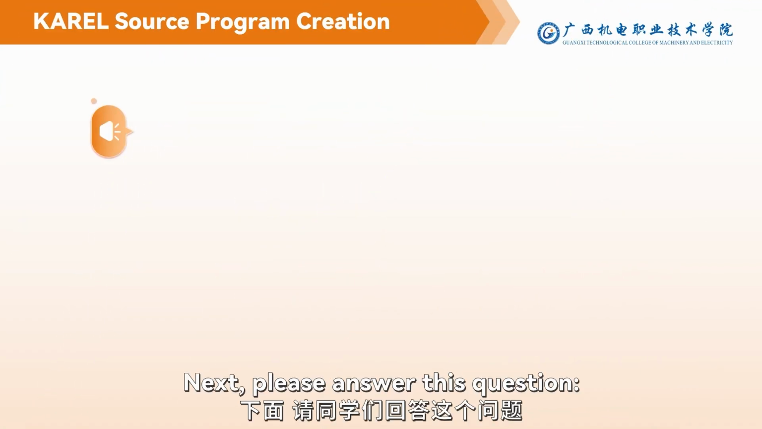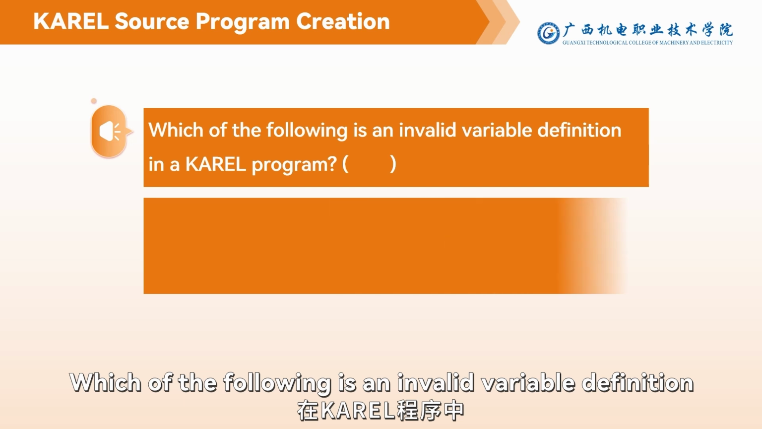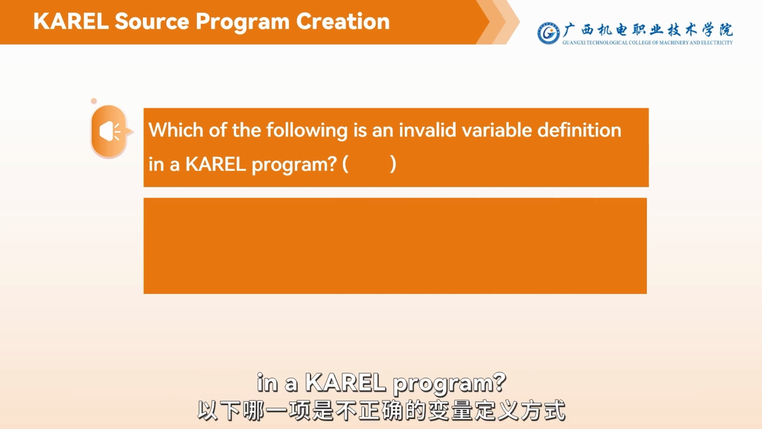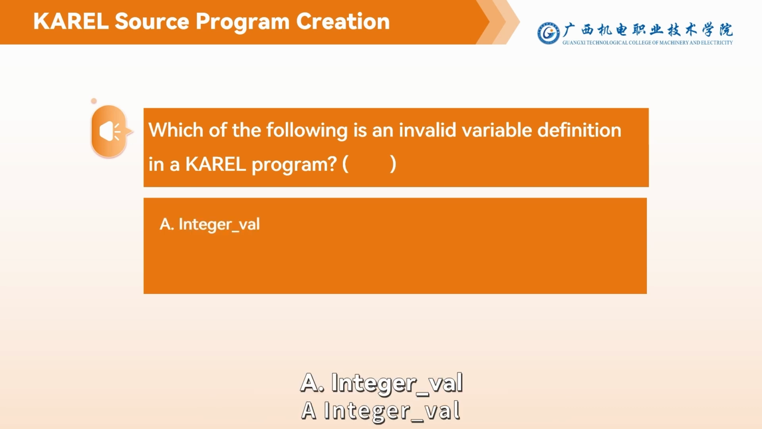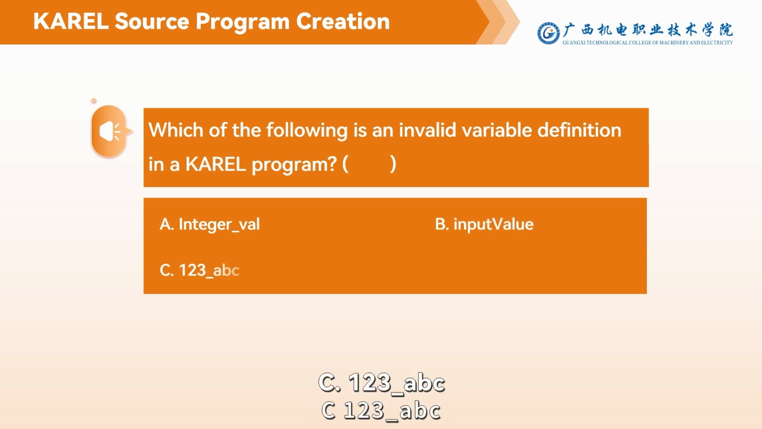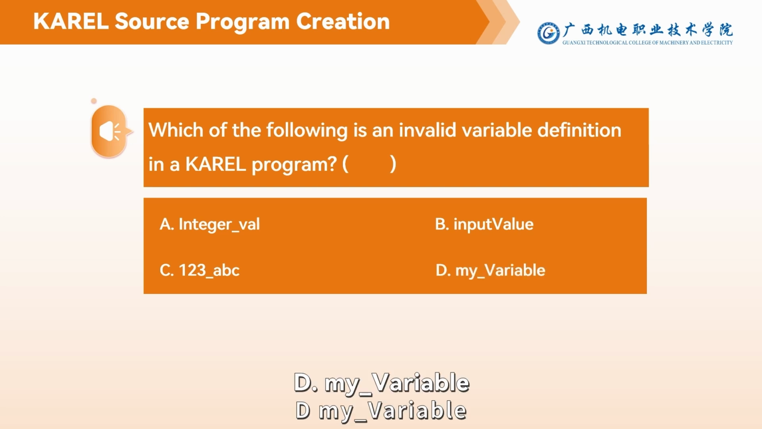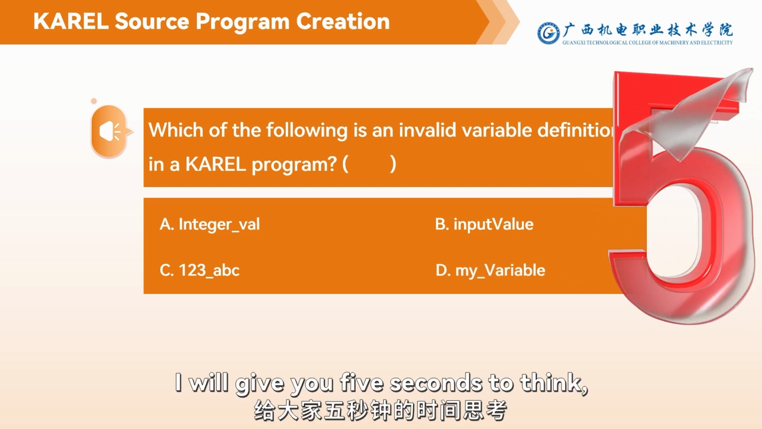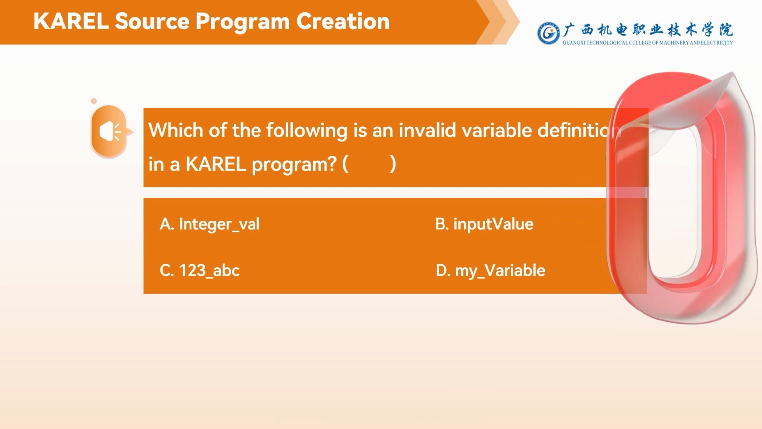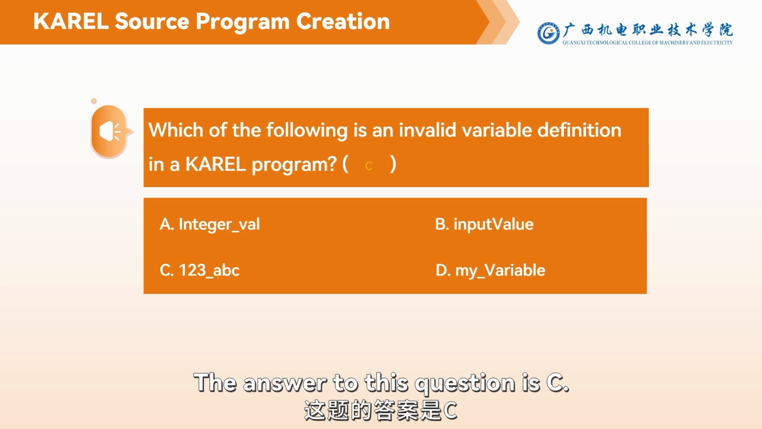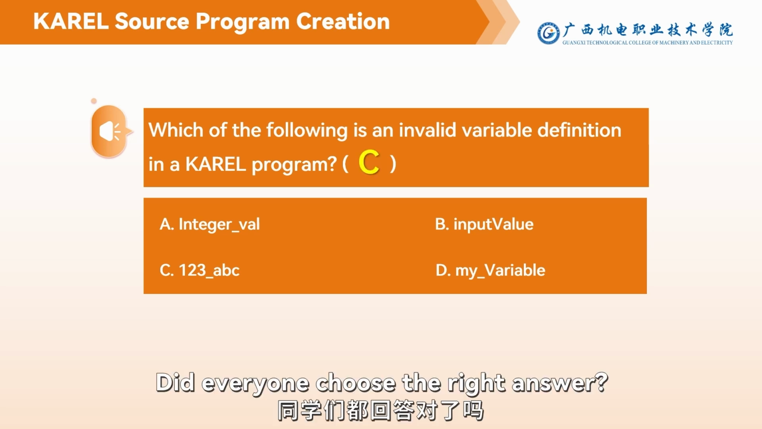Next, please answer this question. Which of the following is an invalid variable definition in a KAREL program? A. Integer_val. B. Input_val. C. 1, 2, 3, ABC. D. My_variable. I will give you 5 seconds to think, and we will show the answer after 5 seconds. The answer to this question is C. Did everyone choose the right answer?